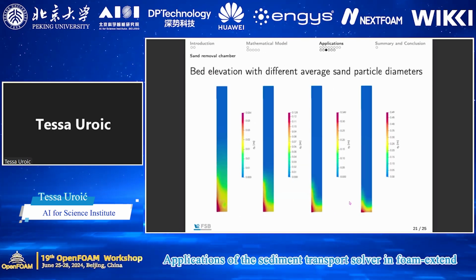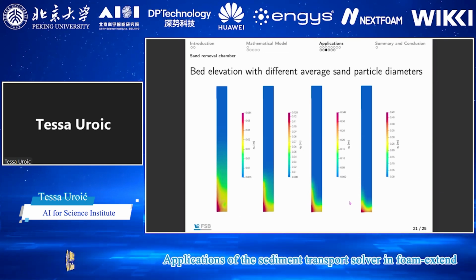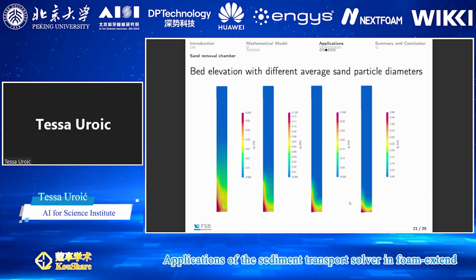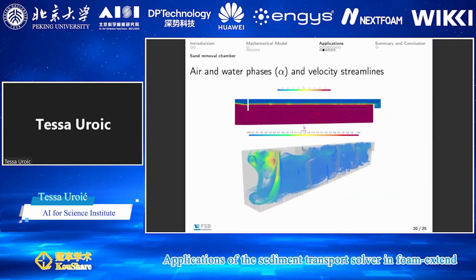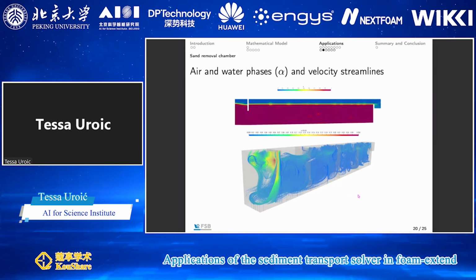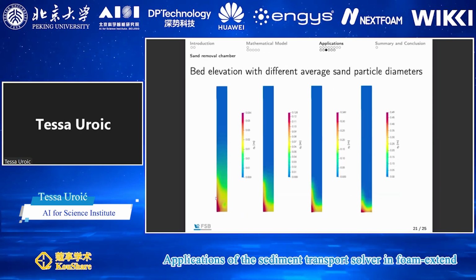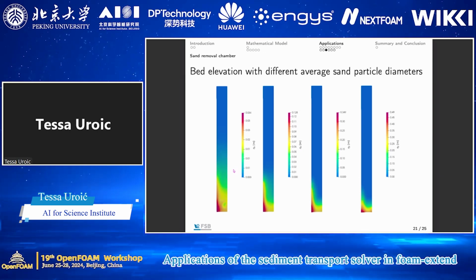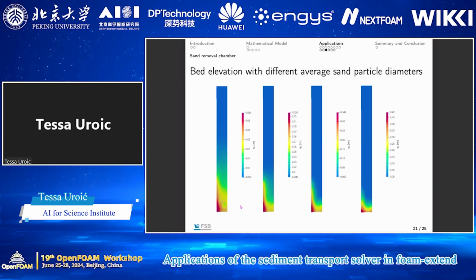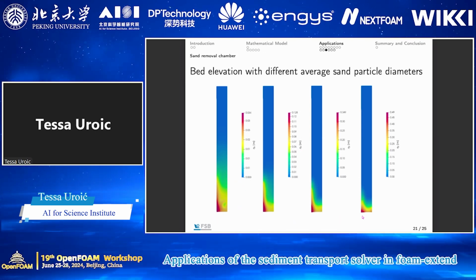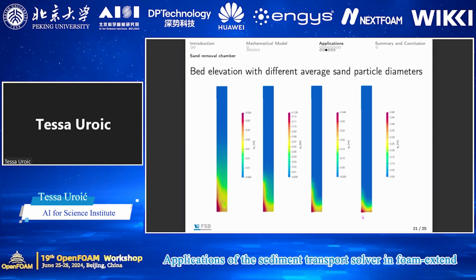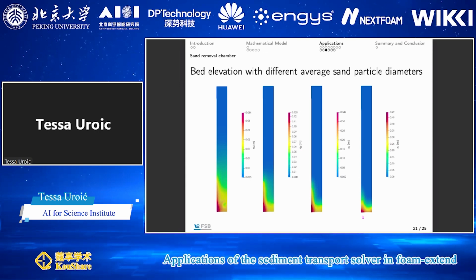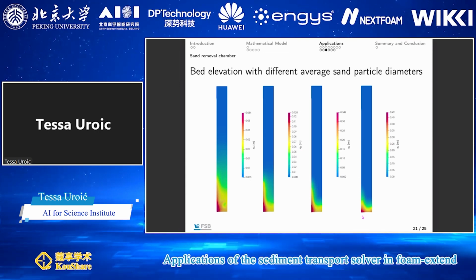The first case that we compared was different average sand particle diameters. So this is the descender, if we look at it from the top, from a bird's perspective, and we are looking at the elevation. In this case, the blue color represents the zero level. Looking from left to right, we have increased the size of the particles. Increasing the size of the particles means that they become heavier and the gravitational forces become more significant.